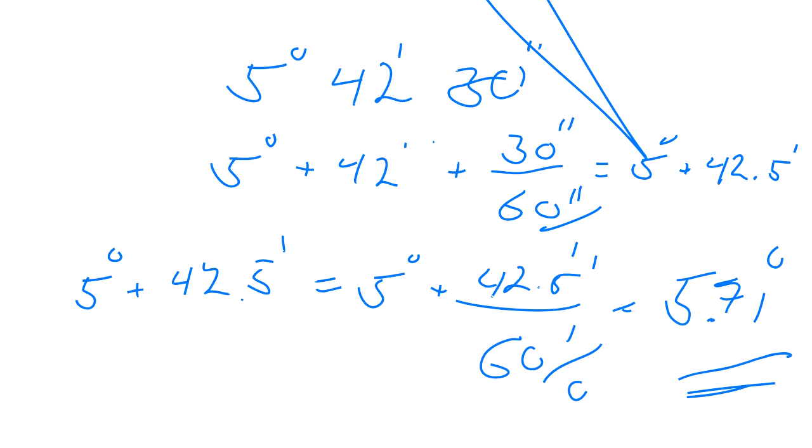So you want to be comfortable doing these conversions. And you can also go the other way. Sometimes you're given decimal, and they might ask you to convert it back to degrees, minutes, seconds. You just reverse the procedure. Instead of dividing by 60, you're going to end up multiplying by 60 to go back.